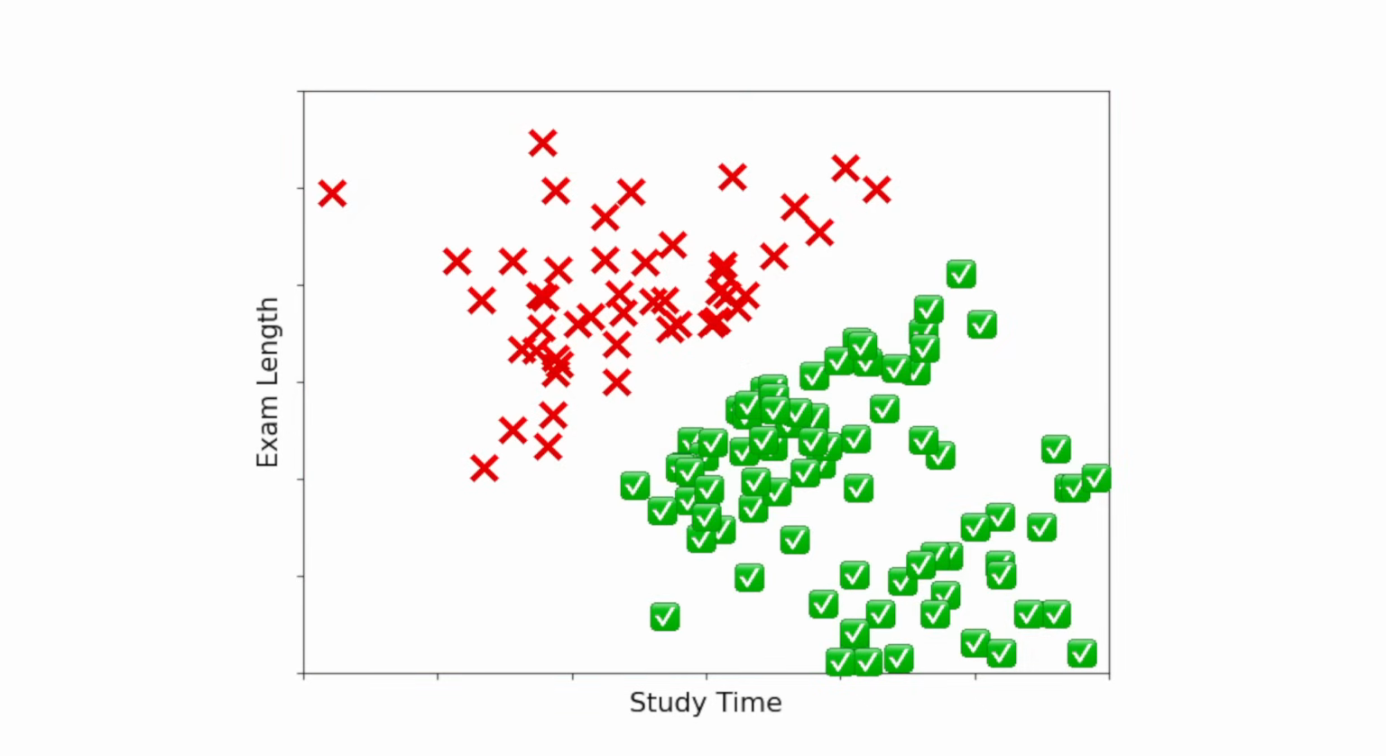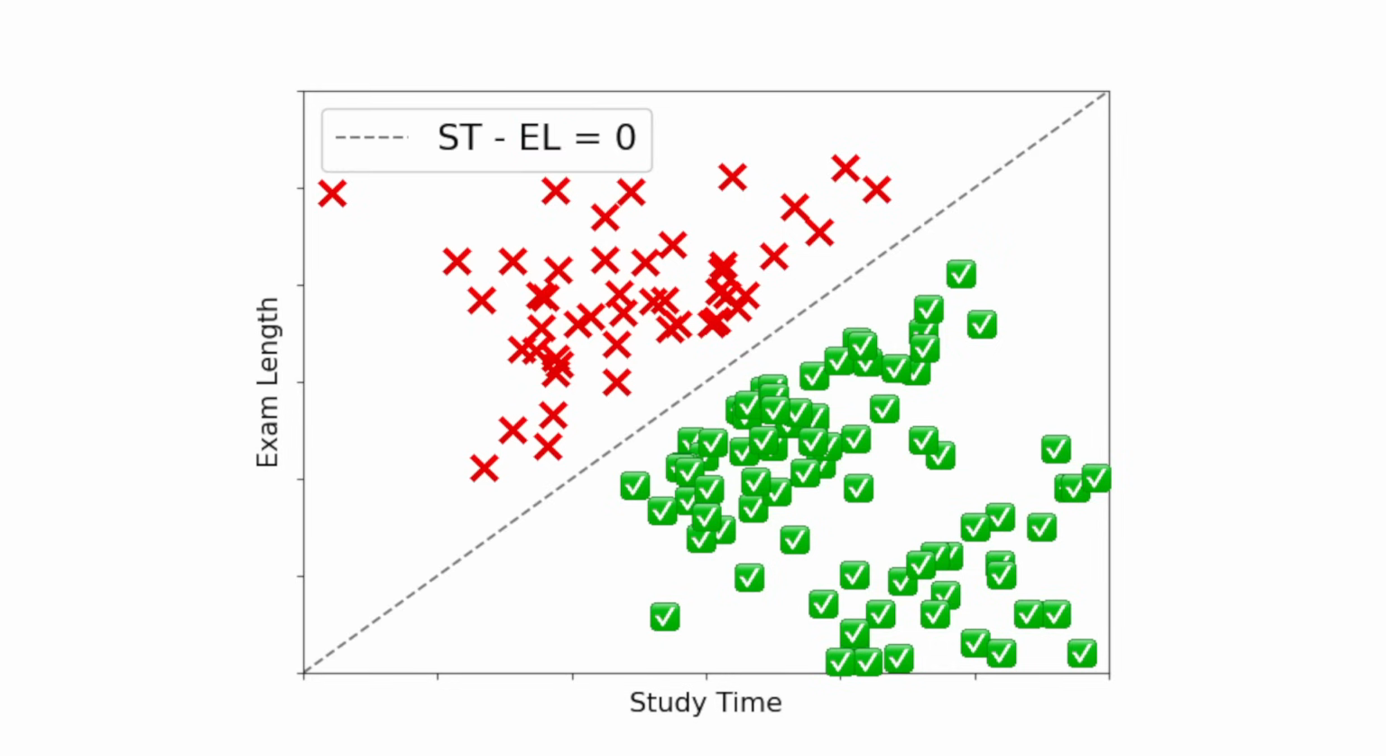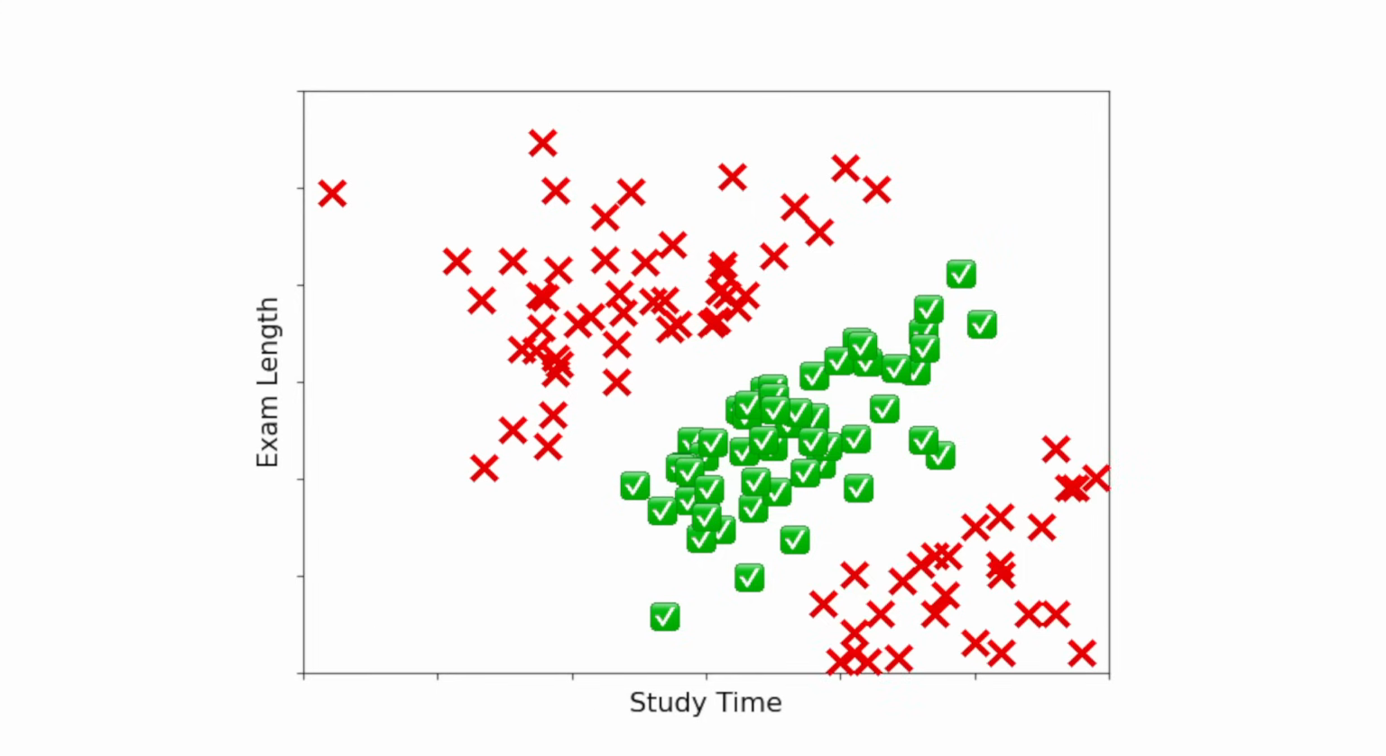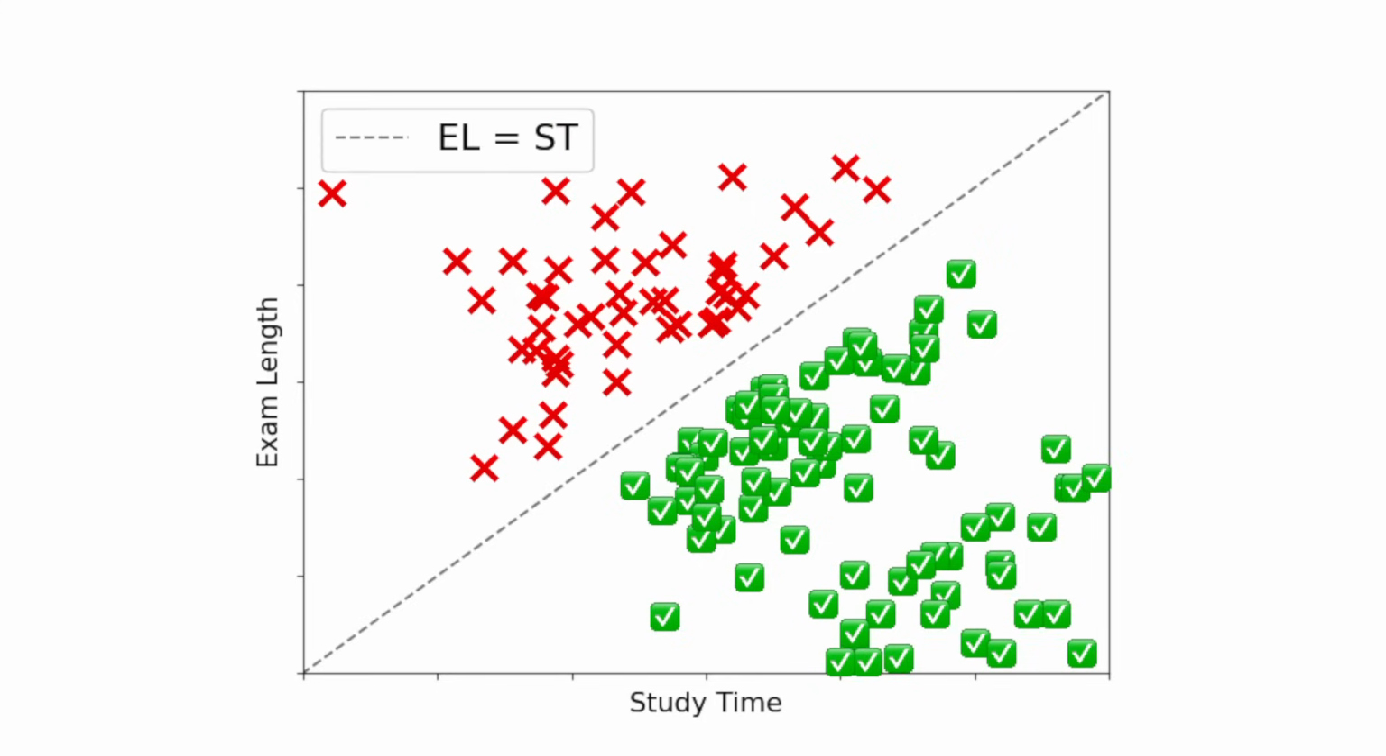Logistic regression is just one of many tools in machine learning that can be used toward this task. What's nice about logistic regression is that it's relatively simple. The threshold it finds to set things apart is a line representing, in this case, a linear relationship between study time and exam length, which might not always be the best idea, but we'll get to that. The equation of the line that logistic regression found in this case is exam length equals study time. Students on the right side of the line all studied more than their exam's length, and students on the left studied less than their exam's length.